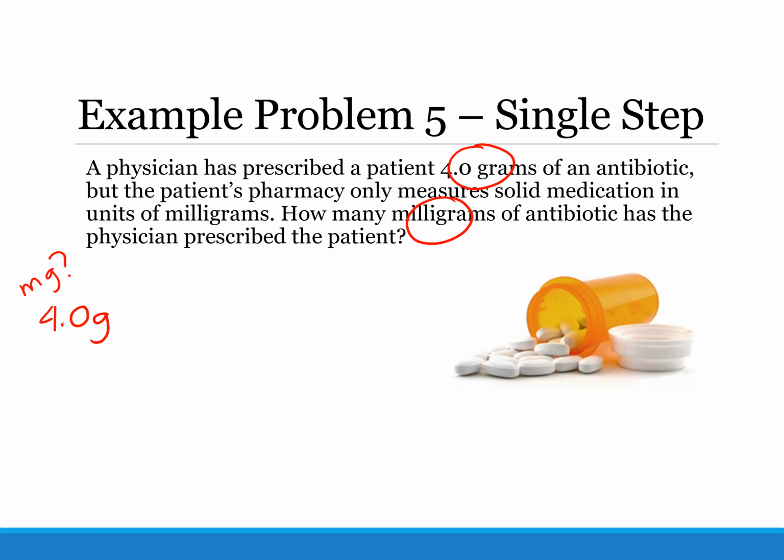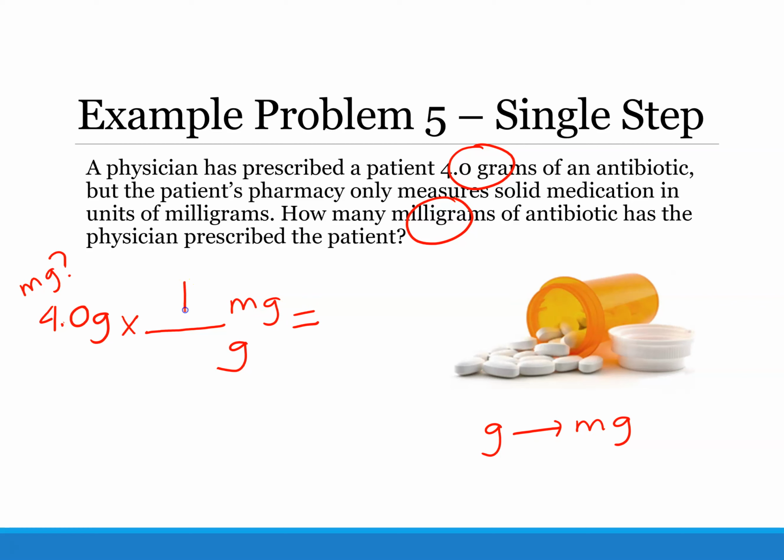Now we have to determine whether this is a single step or a multi-step approach. So we are converting from a base unit to something with a prefix. And since we're going from a base unit to something with a prefix, that is a single step conversion. So we can go ahead and draw our multiplication symbol, draw our division bar, bring grams to the bottom so that it can cancel, and write milligrams on top with our equal sign.